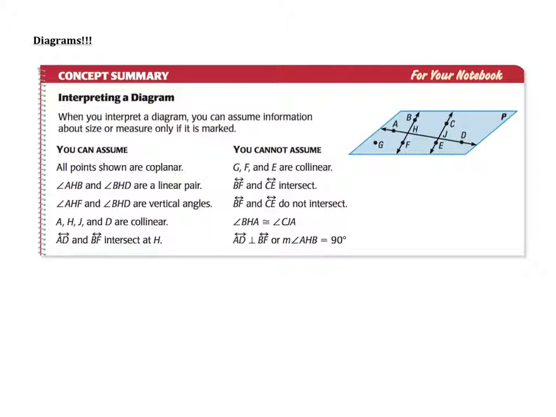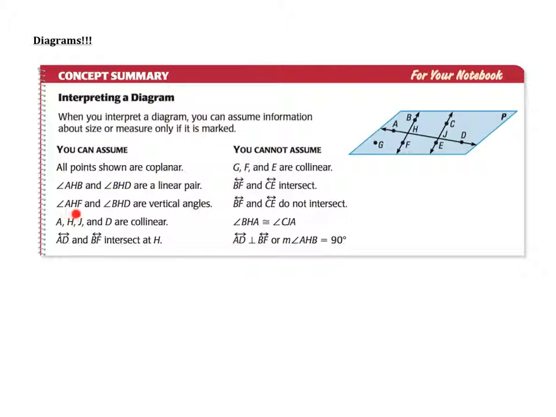I can also assume that angle AHB and angle BHD are a linear pair. If we identify these, AHB is right here, and BHD is right here. Seeing that they are forming a straight line, I can assume that they are a linear pair, meaning that they add up to 180 degrees. Basically, what this tells me is I can assume lines are straight.